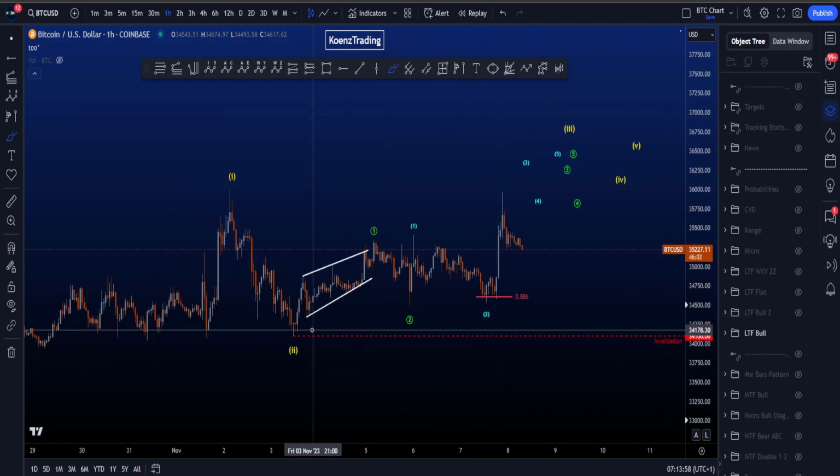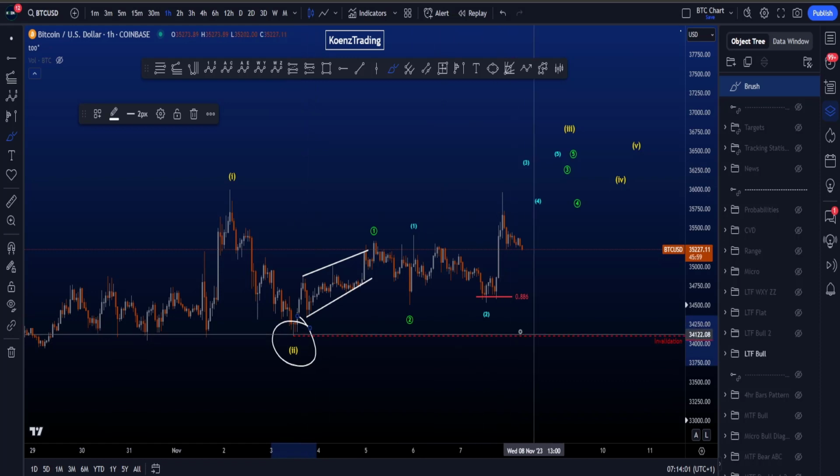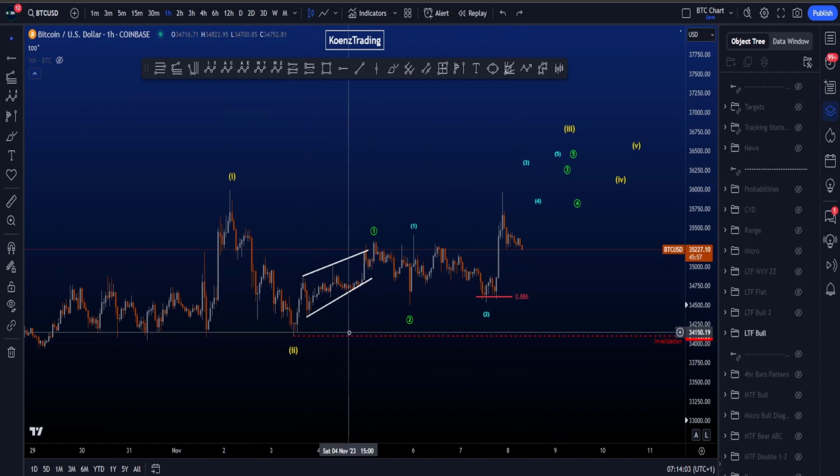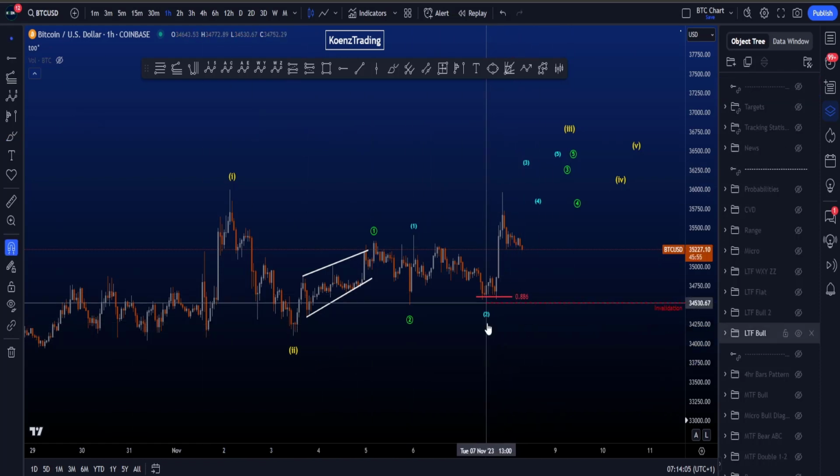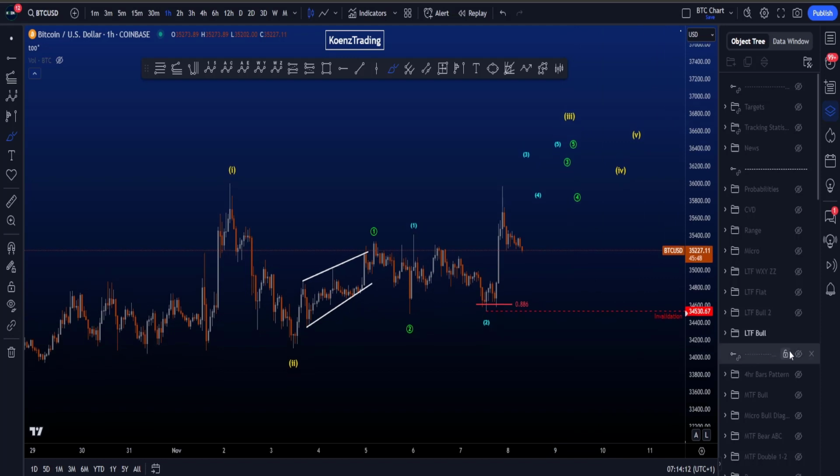Now, the invalidation of this scenario is price moving below the yellow 2 over here, but officially the invalidation of this scenario is below the blue wave 2, of course, because you don't want to see price going below this blue wave 2 at 34,530.